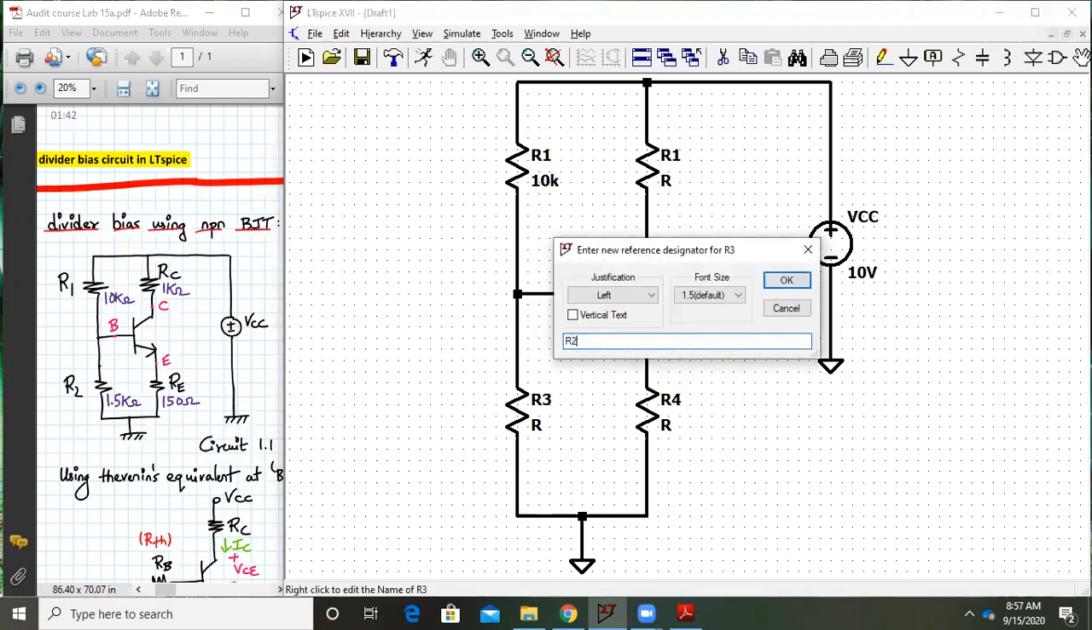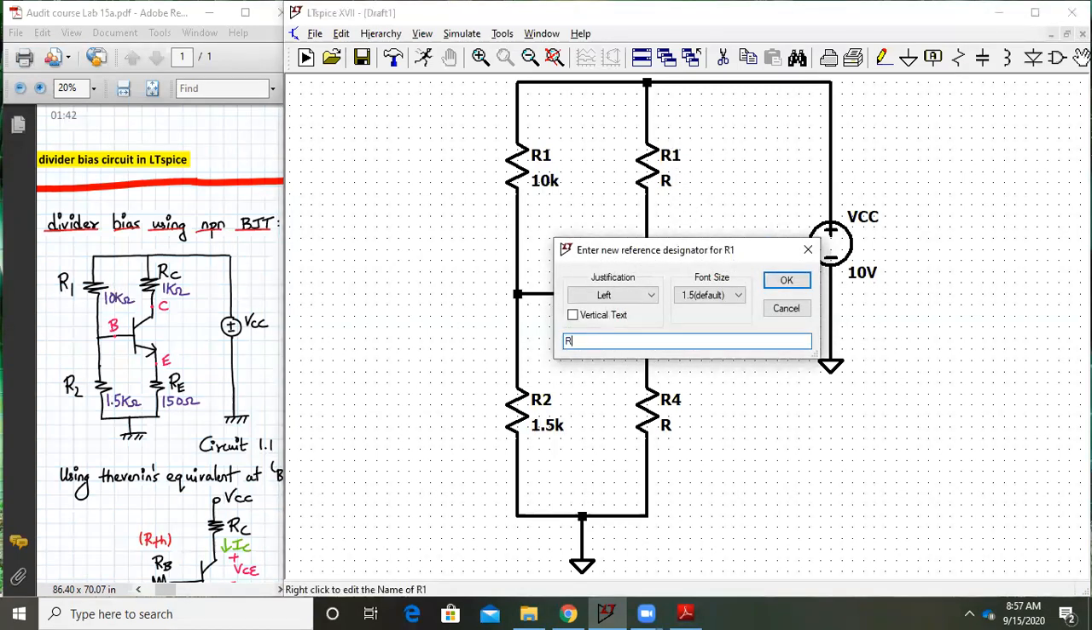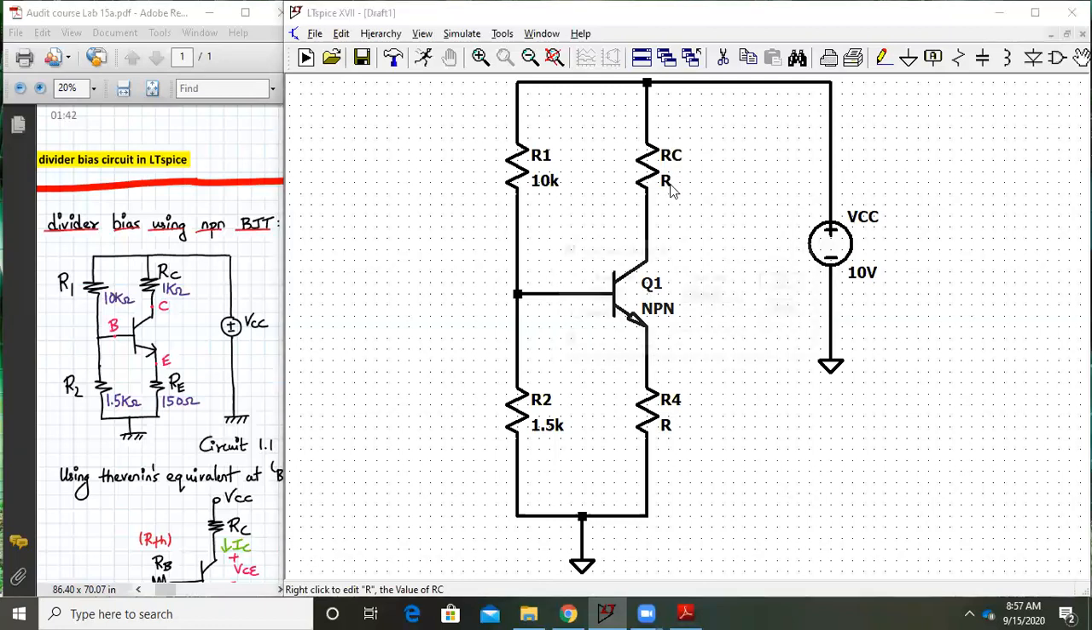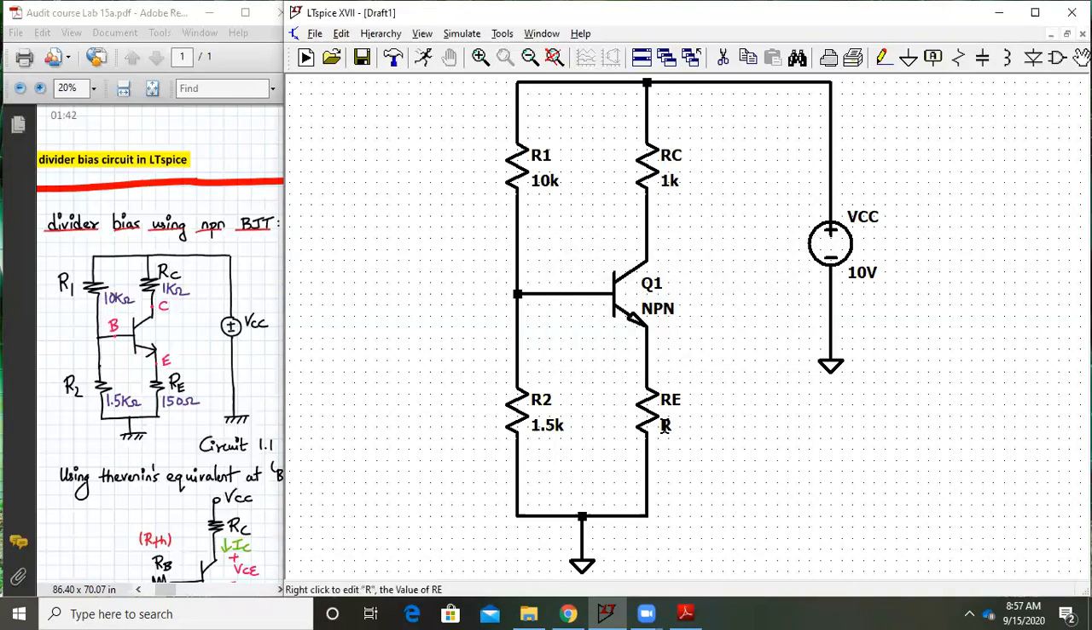This is R2 and its value is 1.5 kilo ohm. Yeah. This is RC and its value is around 1 kilo ohm. And this is RE and its value is around 150 ohms. Okay, so my circuit is ready.